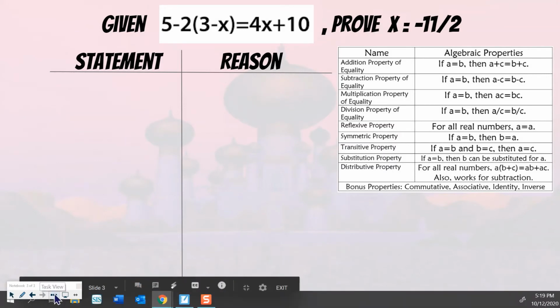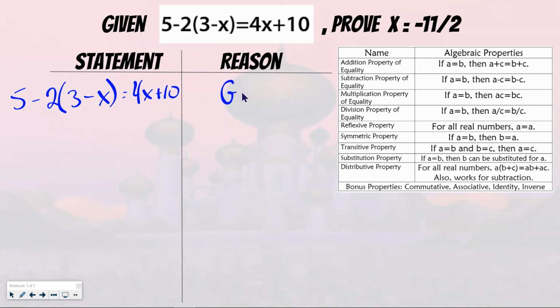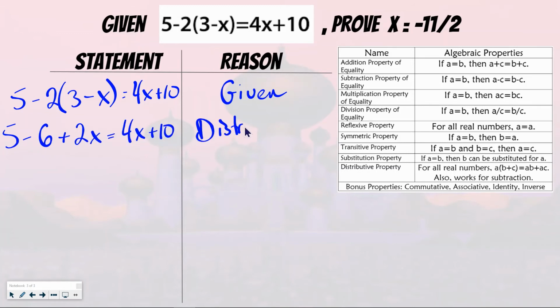All right, now I'm going to do one more of these. I have this given statement of 5 minus 2 times 3 minus x equals 4x plus 10. That is my given statement. And again, there's no one right way to start out. I could subtract that 5 from both sides, but I like to distribute first. So I'm going to take that negative 2 and distribute it into both terms on the inside of that parentheses. So negative 6 plus 2x equals 4x plus 10. That was using the distributive property.